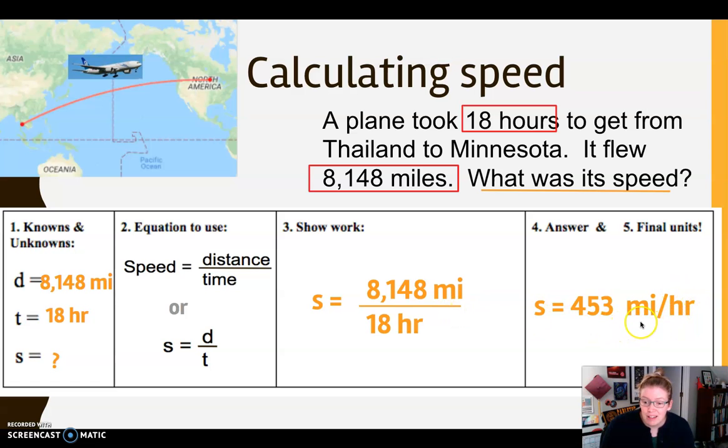And again, I'm getting my units by looking at either where I wrote them in my work, very helpful, or looking at my knowns and unknowns. We've got miles and hours, so it's going to be miles per hour.